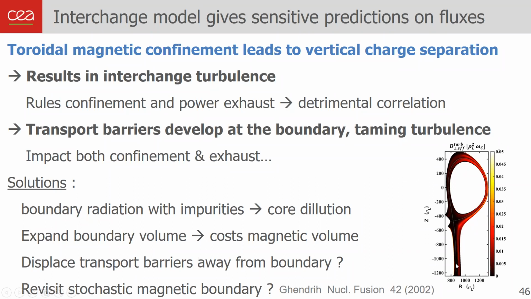And of course, along this leg you have more interchange turbulence adding to the spreading of the power. This was proven from experiment, but it goes with the cost of magnetic volume, which is maybe not permitted for a reactor. And then maybe you could think of ways to displace transport barriers away from the boundary. This would be a way to gain confinement without getting exhaust issues. And maybe finally, you can also create stochastic layers around the boundary with magnetic fields. This was tested in the 80s, abandoned, or maybe there are ways to do that.